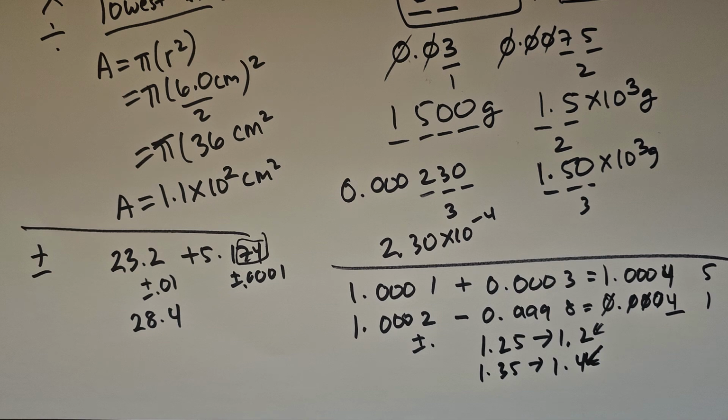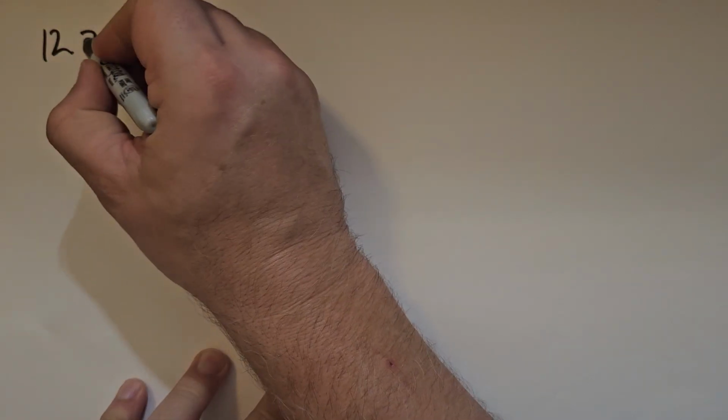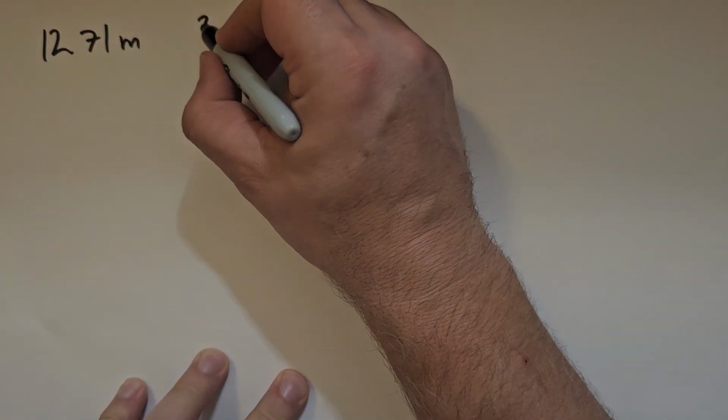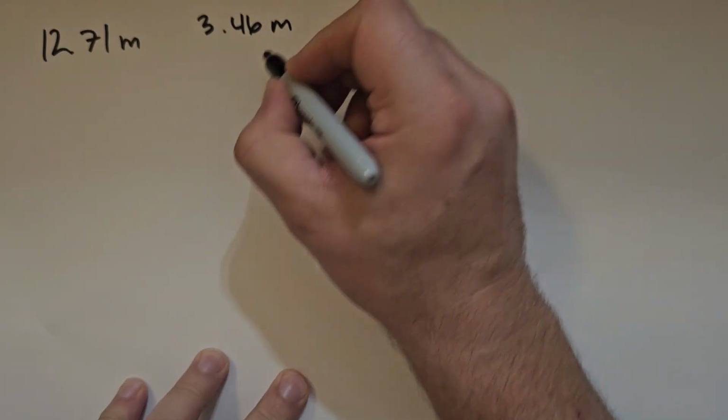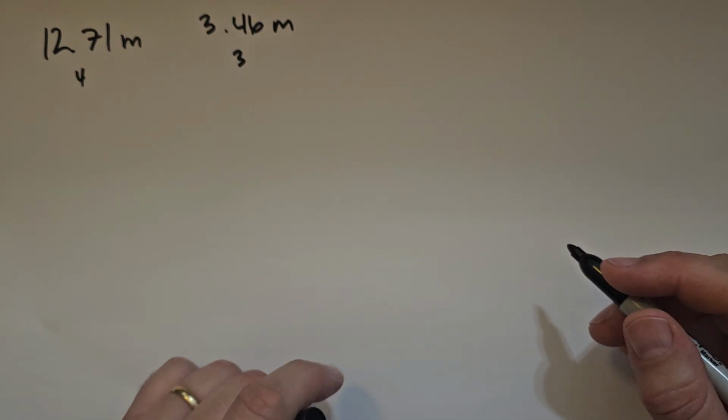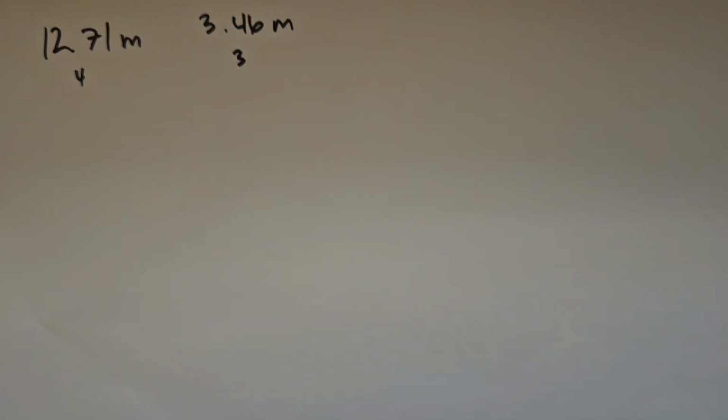Okay. And they have an example here, installing a carpet. Carpet to be installed in a rectangular room whose length is measured to be 12. Let me give you a new piece of paper for this. So we have a carpet whose length is 12.71 meters, and the width is 3.46 meters, right? So there's 4 significant figures here, and there's 3 significant figures there. And so what is the area?